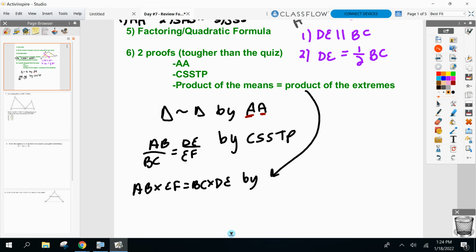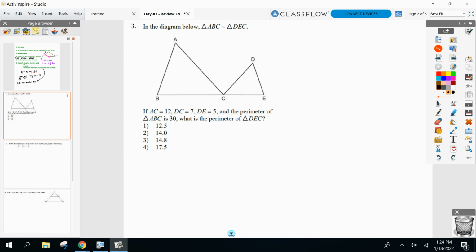Everyone look at number 3. If you didn't get to it Friday, good. If you did, just hop along here with us. All right, number 3. The 2 triangles are similar. And I know a few side lengths. AC is 12, DC 7, DE 5. And I'm giving a little extra info. Perimeter of the big triangle is 30. How about the perimeter of DEC, the smaller one?